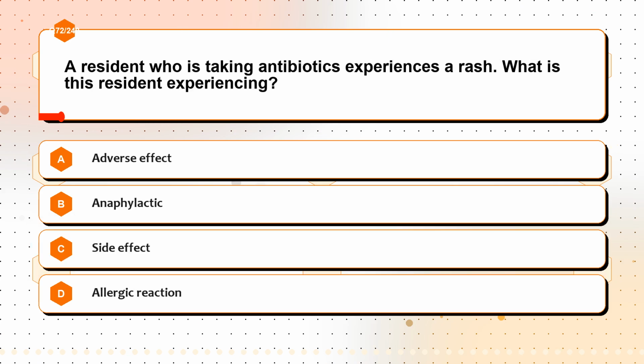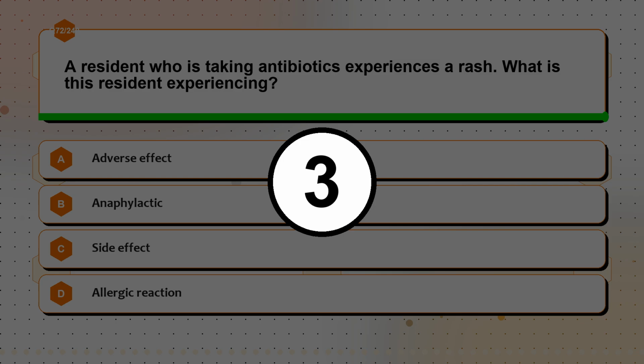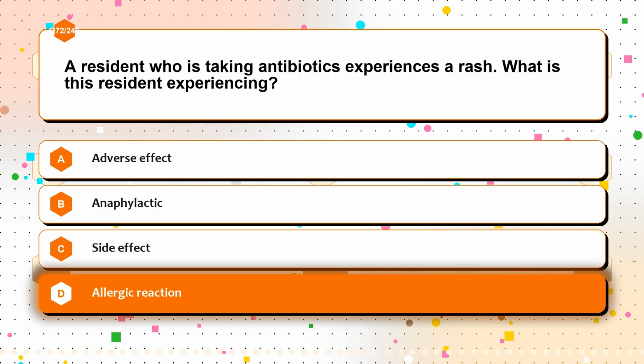Question 72. A resident who is taking antibiotics experiences a rash. What is this resident experiencing? Here are the options. Option A, adverse effect. Option B, anaphylactic. Option C, side effect. Option D, allergic reaction. The correct answer is option D, allergic reaction.